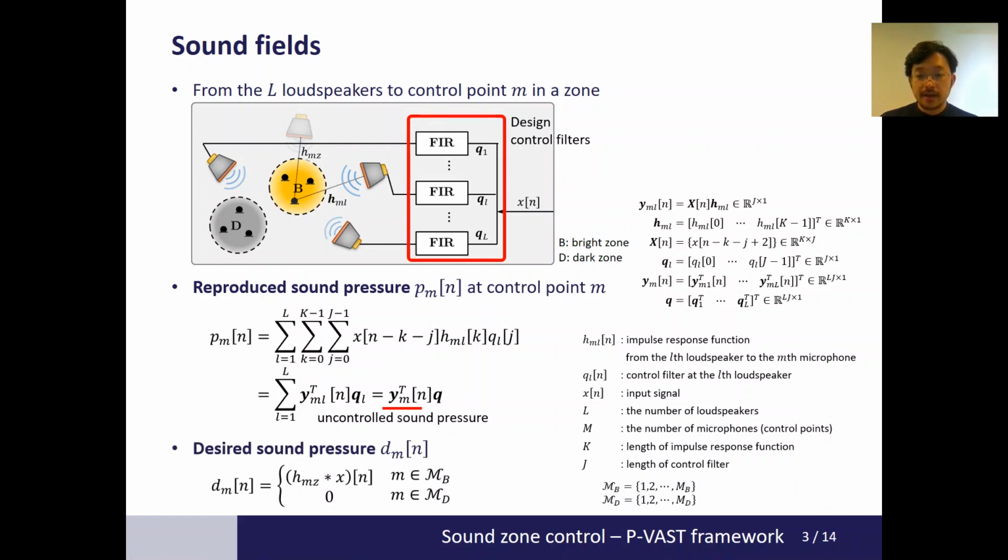Now we also can define the desired sound pressure at control point M. Typically, the desired sound field for the bright zone is part of the sound field generated by a virtual source, z. So that's why we have these expressions for the control points in the bright zone. But nothing is desired in the dark zone, so that's why we have 0 in the dark zone here.